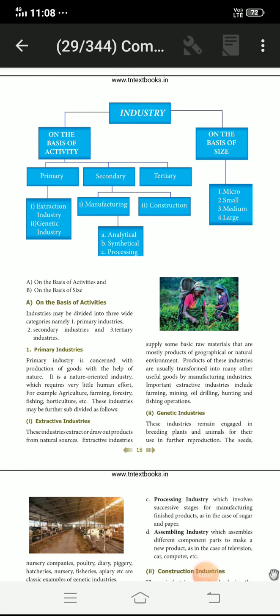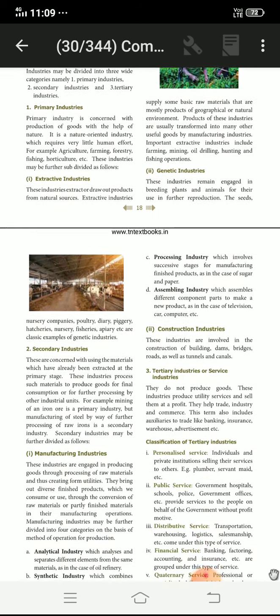Good morning, students. In the last video, we saw the classification on the basis of size, that is micro, small, medium, and large. And we also saw the investment in plant and machinery in all these four types of industries. Now we'll be concentrating on what is commerce.